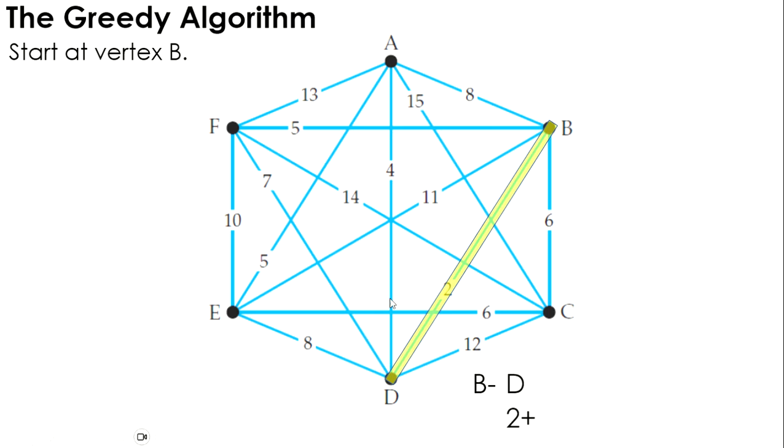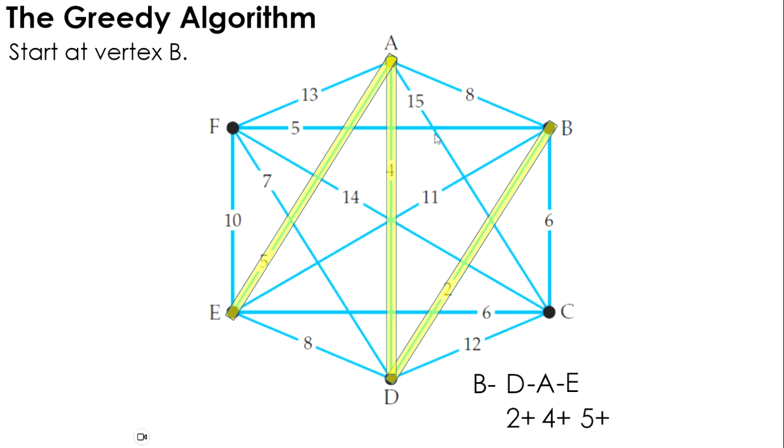In this case, we go to A since it's only 4. Then next, from A going to F, E, or C. A going to F, that's 13. A going to E, that's 5. A going to C, that's 15. Of course, we're going to pick E, since it has a weight of 5.